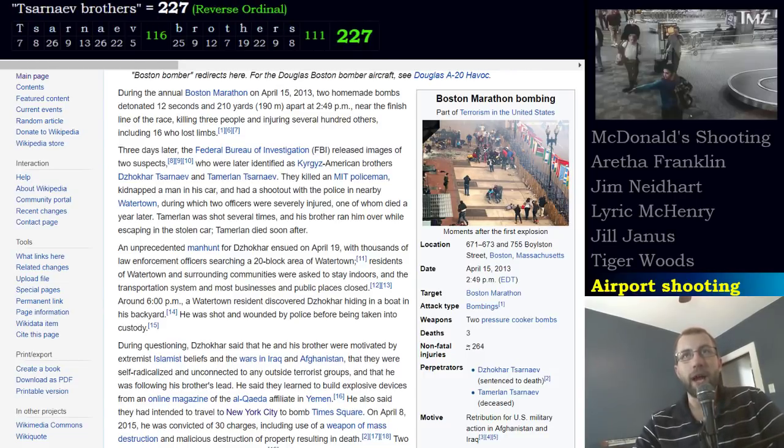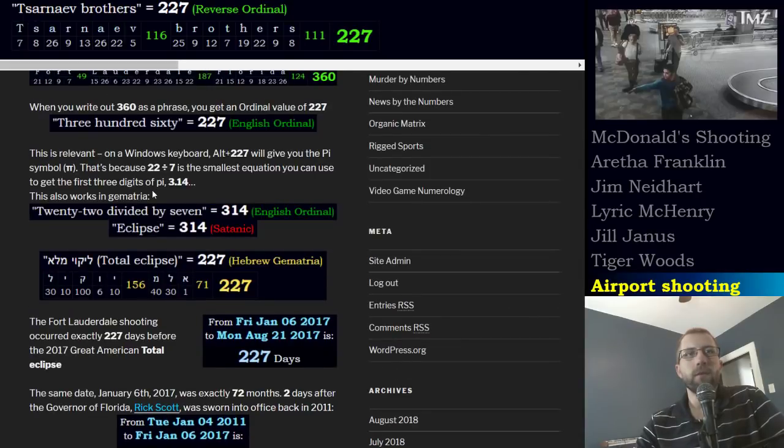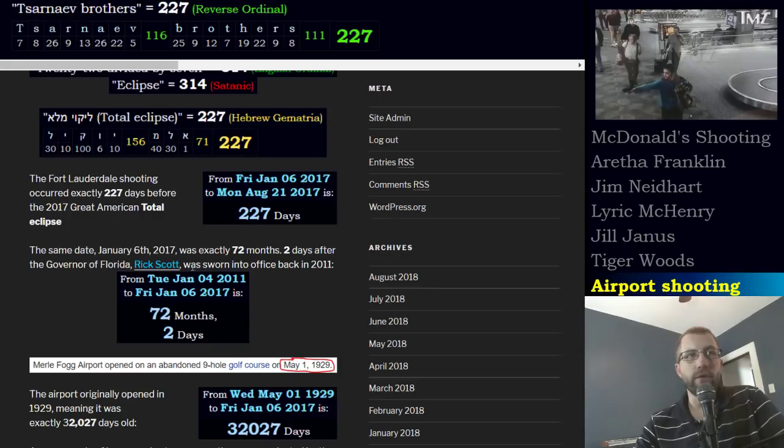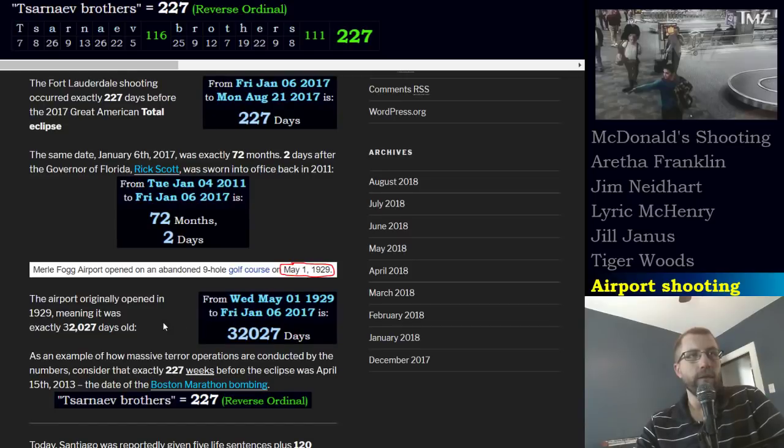That bombing was supposedly carried out by the Tsarnaev brothers. Tsarnaev brothers equals 227 reverse. But there's more alignments here. The governor of Florida at the time of the shooting was Rick Scott. He's still the governor. We talked about him earlier. He was in office for 72 months and 2 days, a lot like the number 227 reversed. And the airport that the shooting occurred at, Fort Lauderdale Airport, opened exactly 32,027 days before the shooting. Again, you have the 227 right in there for the third time.